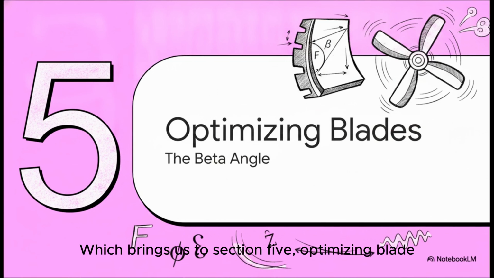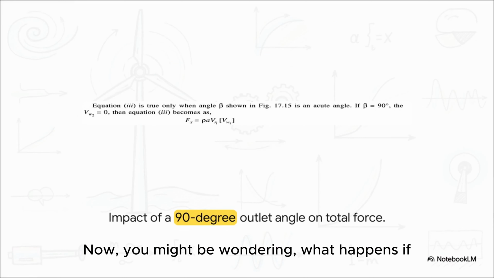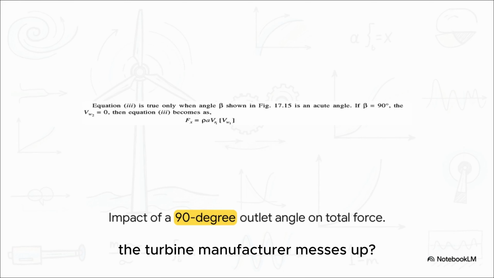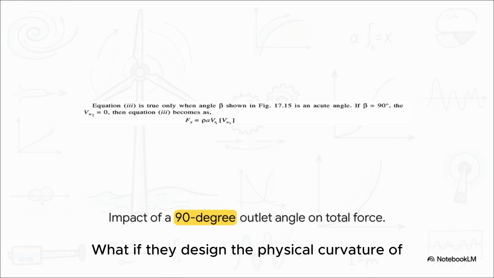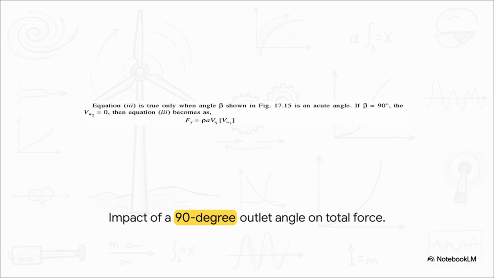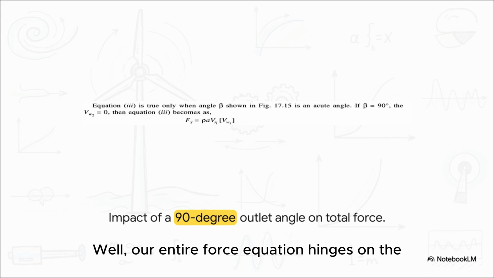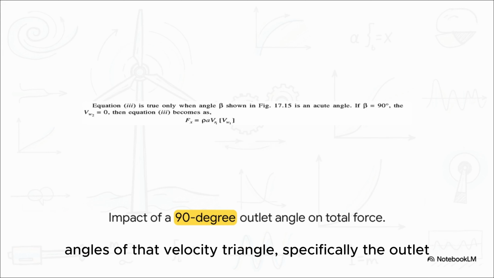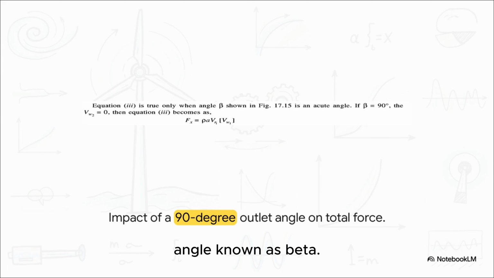Which brings us to section 5, optimizing blade curvature and the all-important beta angle. Now, you might be wondering, what happens if the turbine manufacturer messes up? What if they design the physical curvature of the blade incorrectly? Well, our entire force equation hinges on the angles of that velocity triangle, specifically the outlet angle known as beta. Look at how sensitive the math is here.